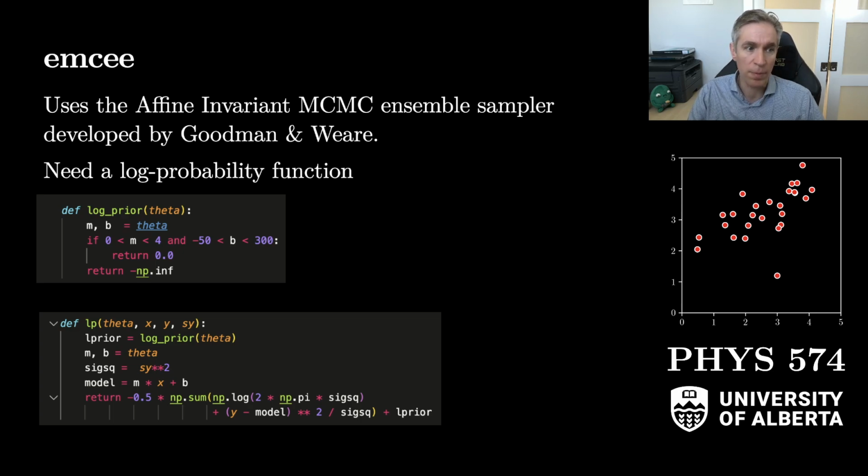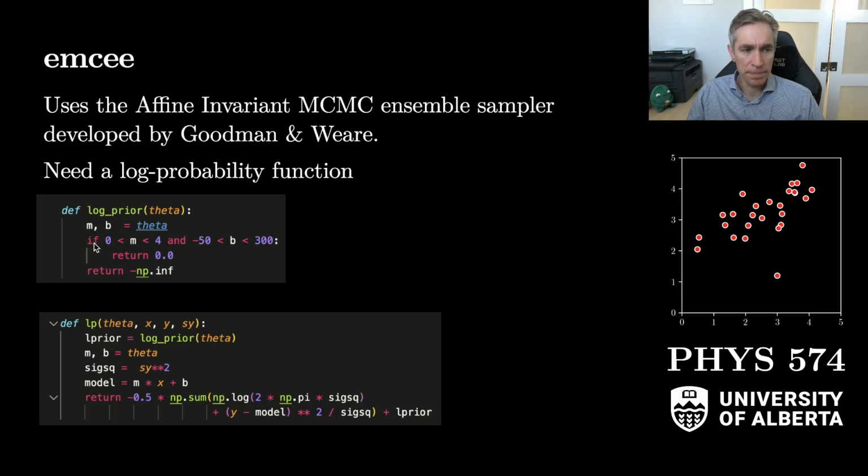All this function really needs is for you to define a log probability function. So we're going to do that. We first set up our prior function on the parameter vector. I'll call that parameter vector theta, and m and b are going to be the components of theta.